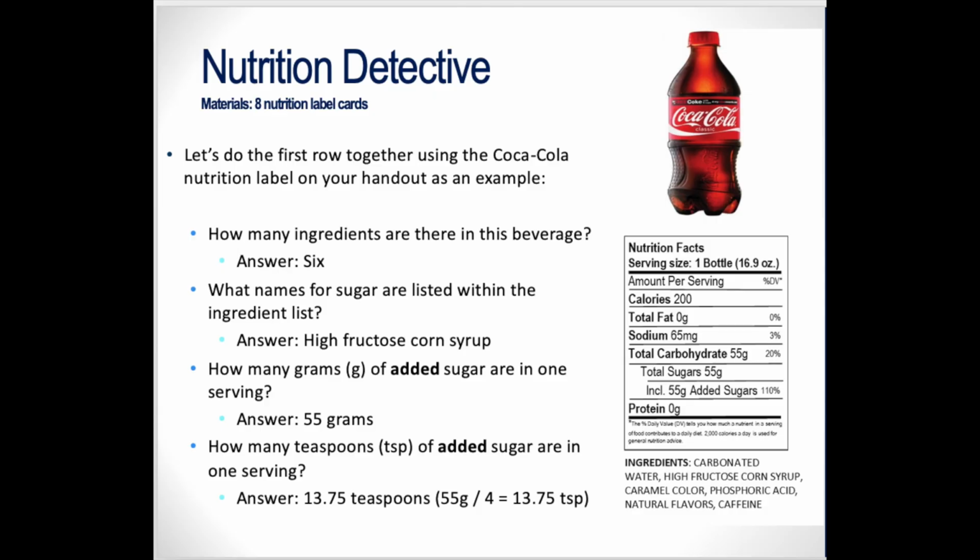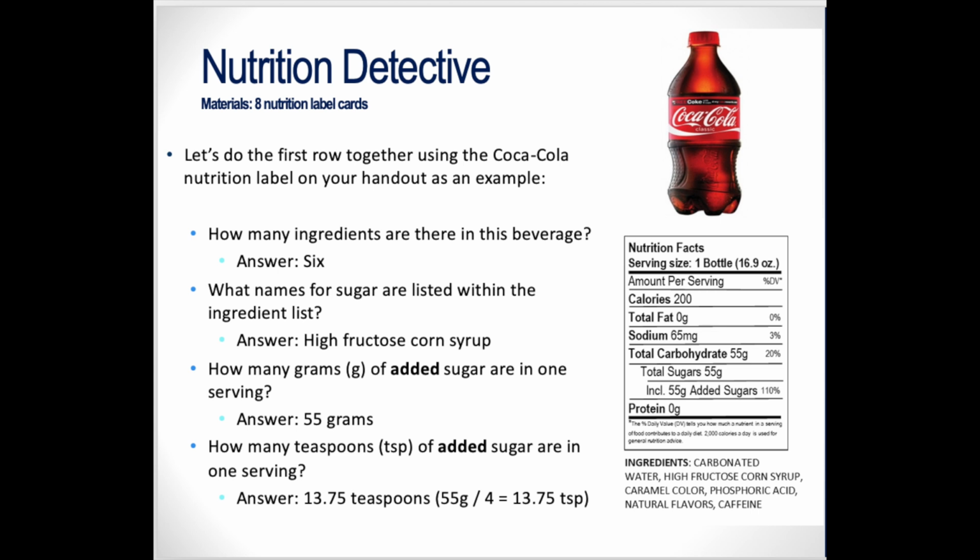Another question to ask, how many grams are in one serving? Well, remember, it's important to find out, first of all, what one serving is. In this example, the serving is the whole bottle, but sometimes in a larger bottle, it's important to take a look and find out there will be multiple servings in one bottle. But for this example, this bottle is just one serving. So how many grams of added sugar are in one serving? Looking over at the nutrition facts label, the total number of grams of sugars is 55 grams. The answer is 55 grams.